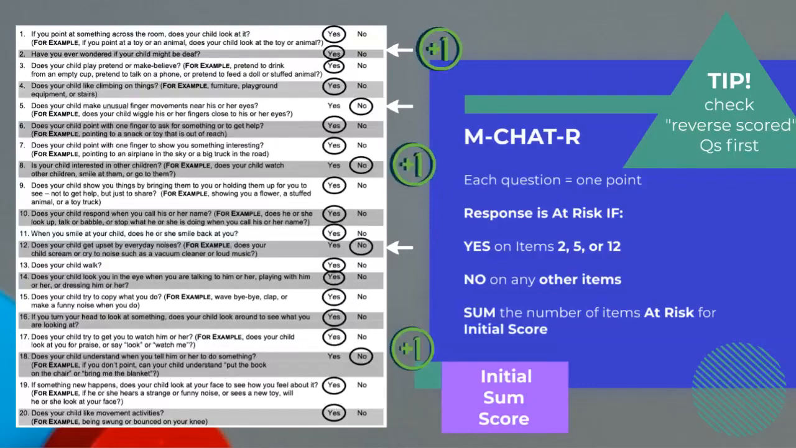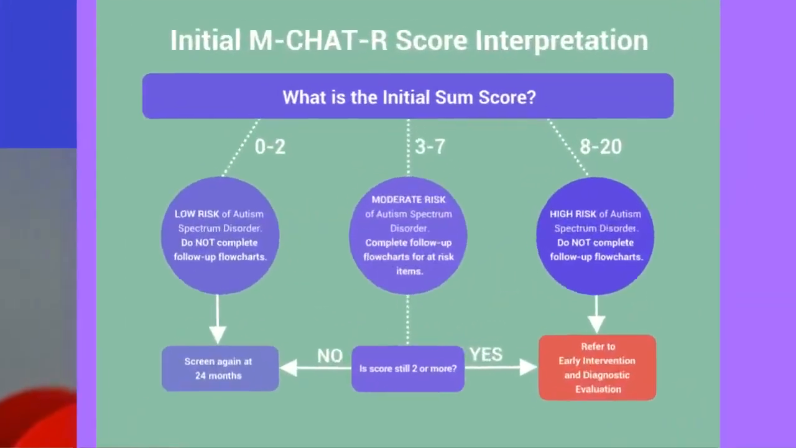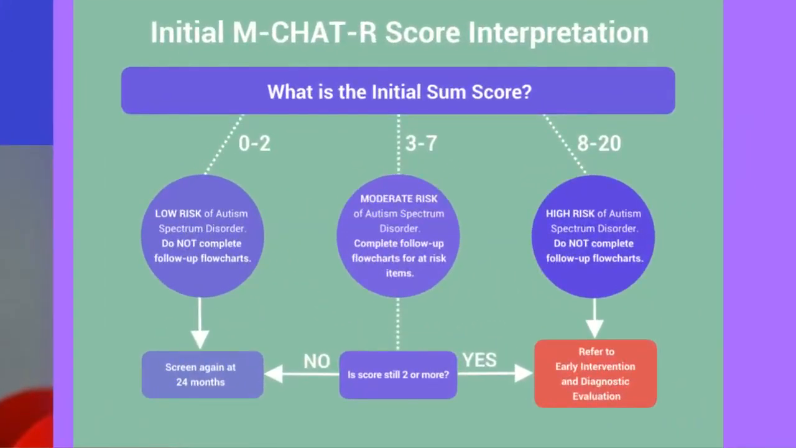What do you do with this initial sum score, or in our example, with an initial sum score of 3? We have developed a useful flowchart that helps guide you through what should happen next, depending upon the initial sum score. First, we will cover what happens next when the initial score indicates a low or high risk of ASD. Then we will discuss the process when an initial score indicates moderate risk.